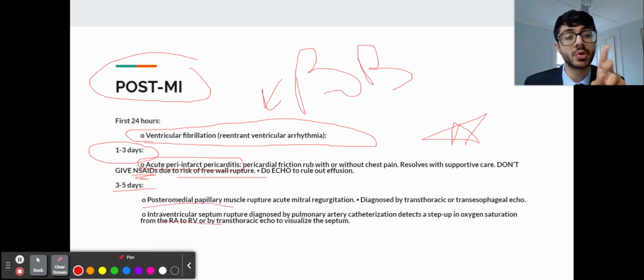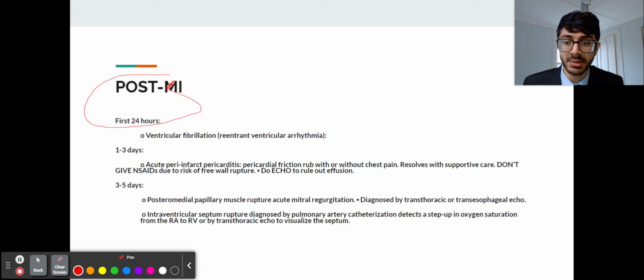Know how to differentiate these. There's a question in UWorld where you have to differentiate these. So just do that question and you'll get it. But the reason I put the slide up here is that this 1 to 3 day acute peri-infarct pericarditis is not treated with NSAIDs. We treat this supportively.